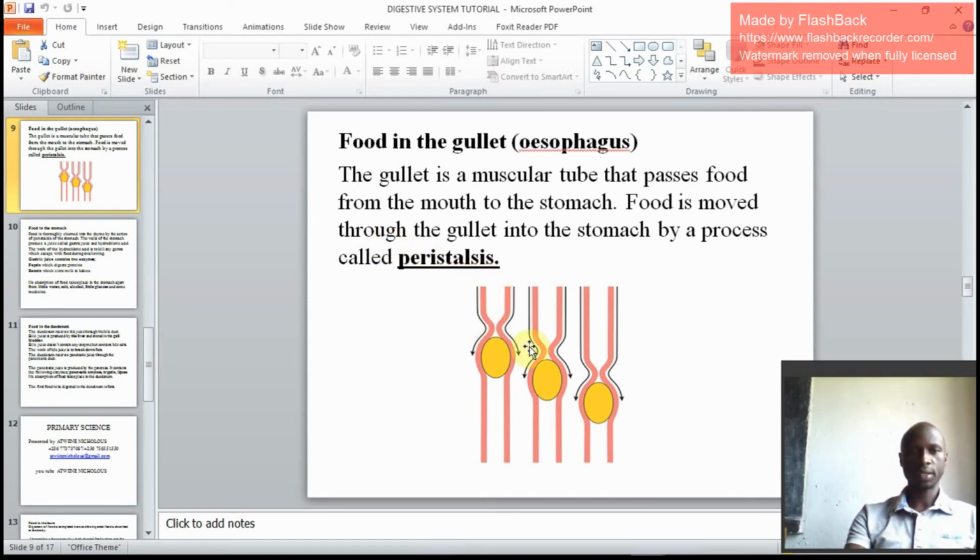You can see here, food, the bolus was here at first. Then we shall have muscular expansion and contraction. You can see when the bolus reaches here, muscles will expand. Then as the bolus continues down, still muscles around will expand. As it continues, muscles will keep on expanding. Meaning where the bolus reaches, the muscles will have to expand in size. Then that action will continue until this bolus drops in the stomach.